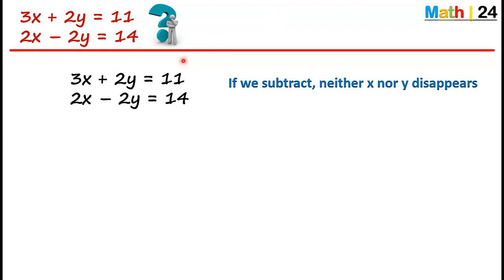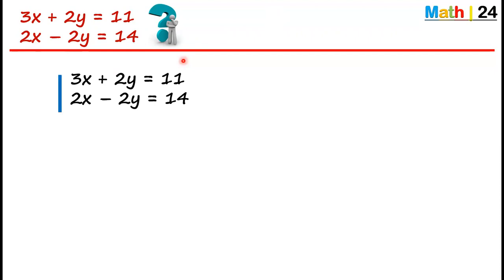If we subtract, neither x nor y disappears. So we are going to do addition. So 3x plus 2x is going to give us 5x, and 2y plus minus 2y is going to give us 0. So y has disappeared. There's no need to even put this 0 here. I'm just putting it for formality.